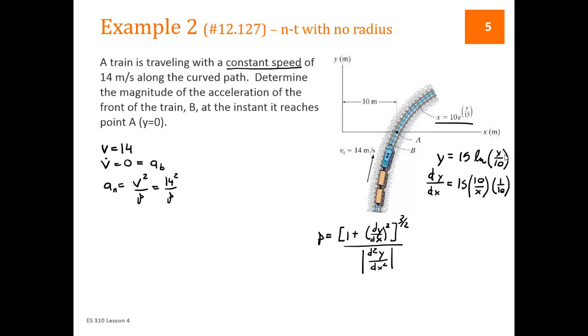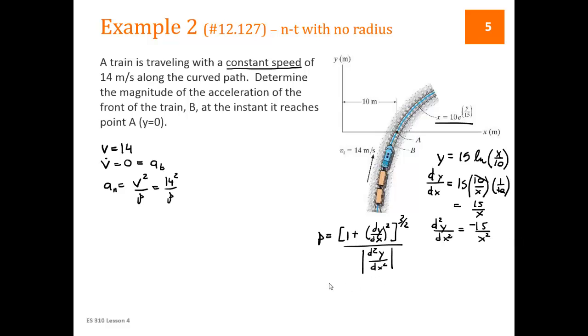The derivative of ln is the inverse of whatever's inside the ln. So that's 10 over x. And then the inner derivative is 1/10. Alright, take another derivative. Well, the 10's cancel, so dy dx is 15 over x. d squared y over dx squared is equal to the derivative of 15 over x, which is negative 15 over x squared.